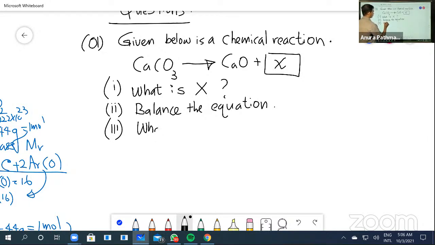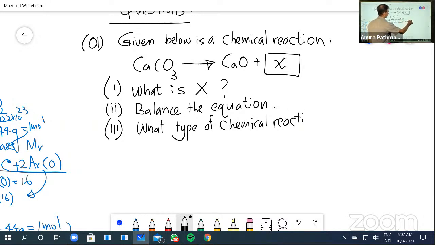What type of chemical reaction is given above?